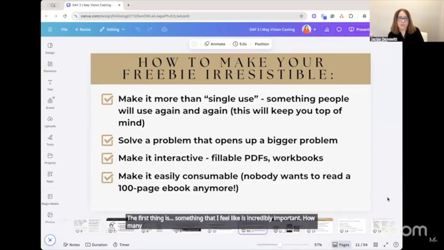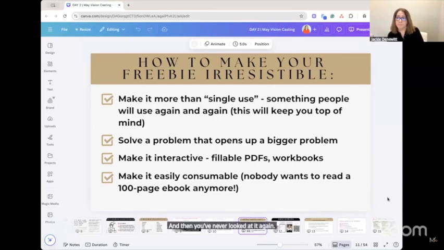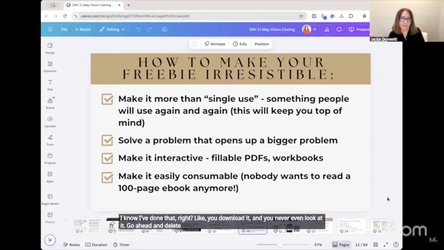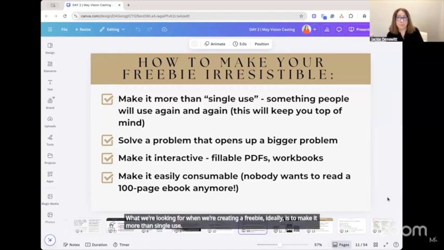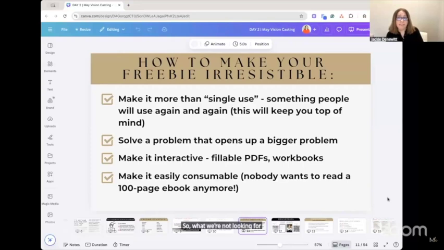How many of you have downloaded something and then you've never looked at it again? Never looked at it again. Or maybe you didn't even go to your inbox and get it. I know I've done that, right? You download it and you never even look at it. Go ahead and delete the email. And you're like, I don't need this thing. What we're looking for when we're creating a freebie, ideally, is to make it more than single use. So what we're not looking for is something that's one and done, right?